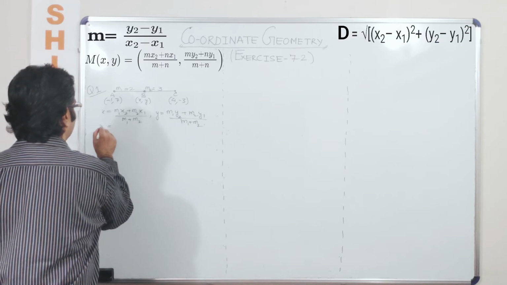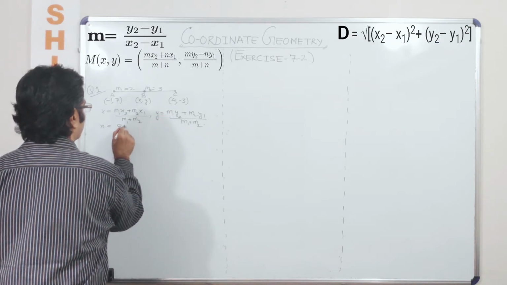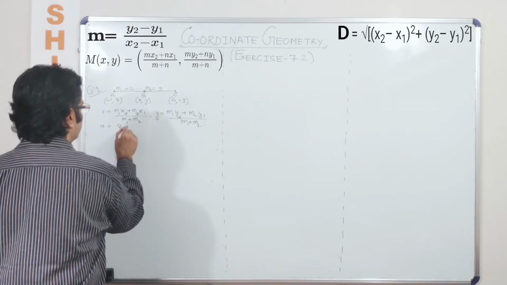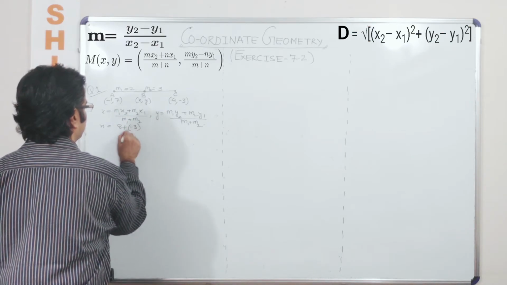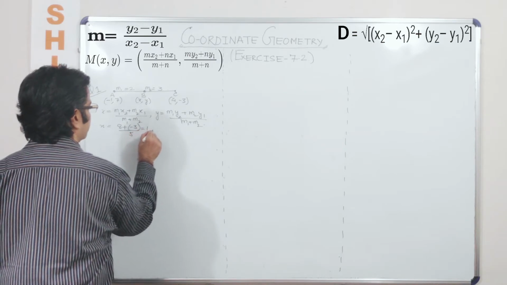So what is the value of x here? 2 into 4, which is 8, plus 3 into -1, which is -3, divided by 2 plus 3, which is 5. So this comes out to be 1.